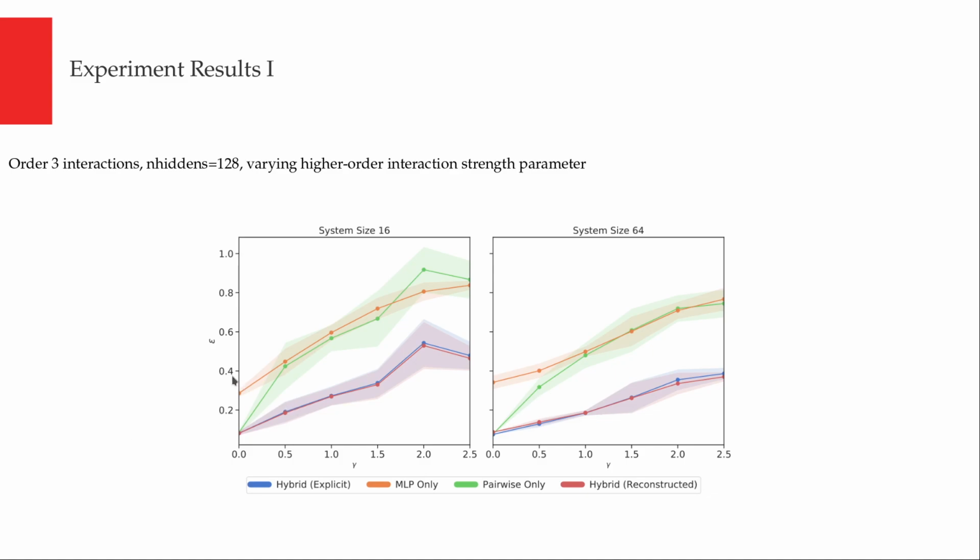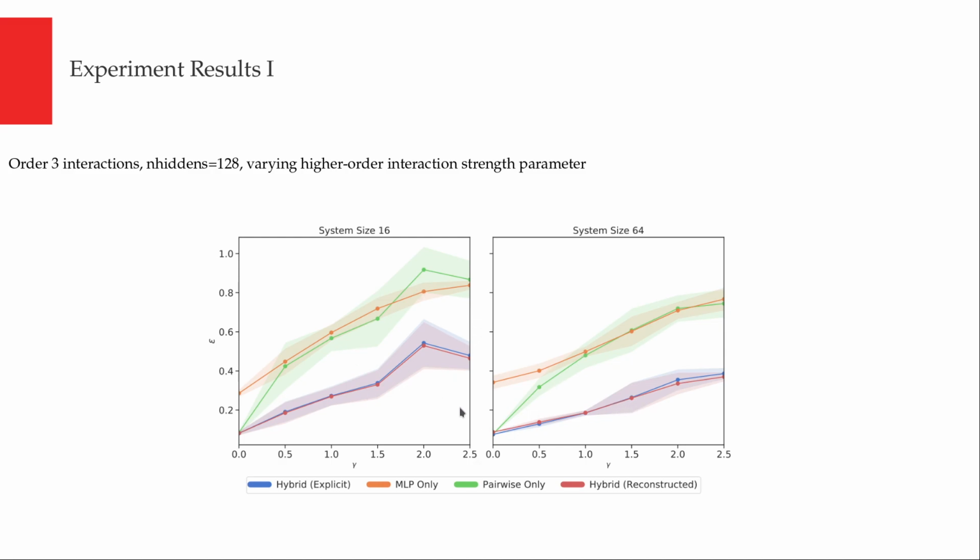Here are some experimental results where we use only order 3 interactions. We use a multilayer perceptron with 1 hidden layer and 128 hidden units, and we vary the interaction strength parameter. So the higher order interactions become more dominant in the generating distribution from left to right here. And we have 2 different system sizes, and in these plots you see 2 things. First of all, if you use only a pairwise model, then the inference of the couplings becomes actually quite bad, simply because these higher order interactions confuse the pairwise model. While if you use hybrid models, and in this case it's really important whether you use the explicit terms or the reconstructed terms, both of them perform much better.